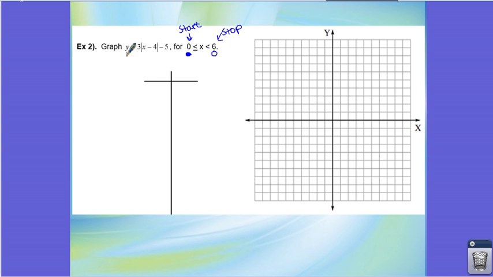So let's title our chart so we could set up our table. I have to use x for the input, and this time they did not name the function, so I can use y for the output.